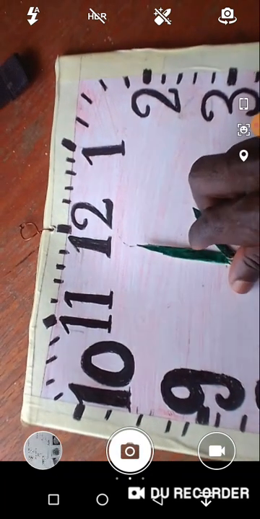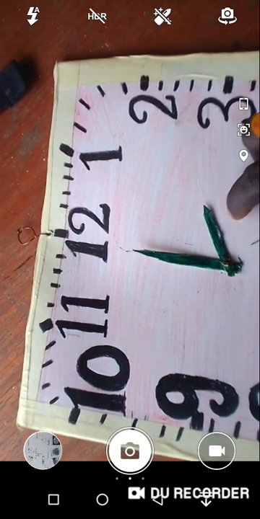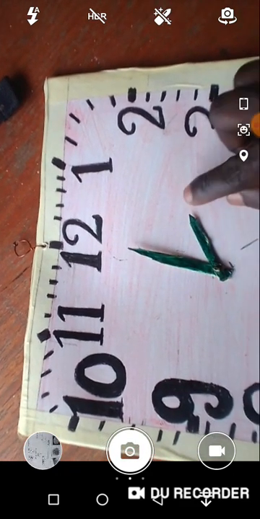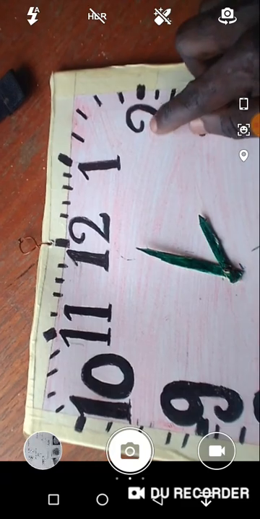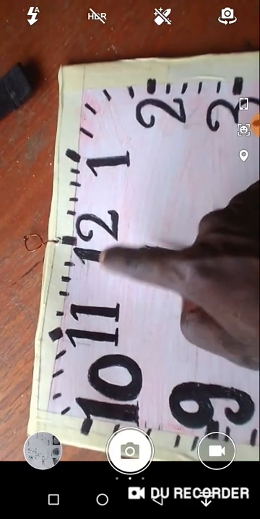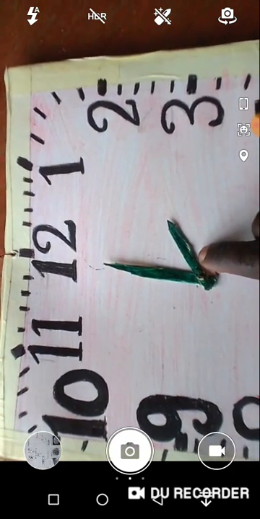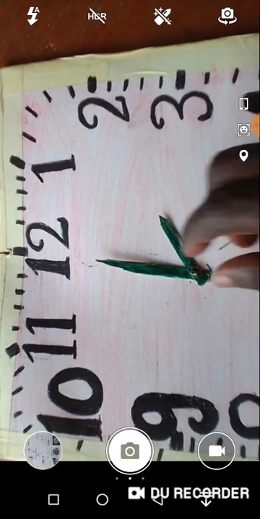If the short one will be at 2, is pointing at 2, you see, the short one now is pointing at 2, while the long one is pointing at 12. This is 2 o'clock.